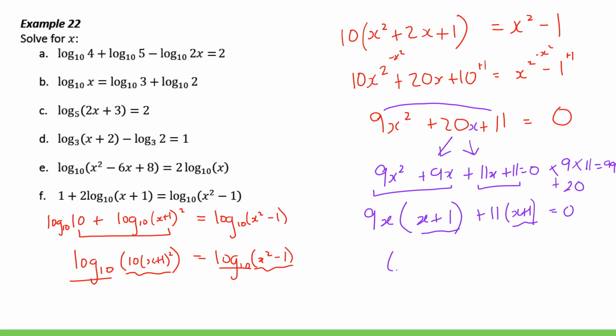These brackets are the same, so I can factorize that out. And that leaves over 9x plus 11. That will give me x is equal to -1 and x is equal to -11 on 9.